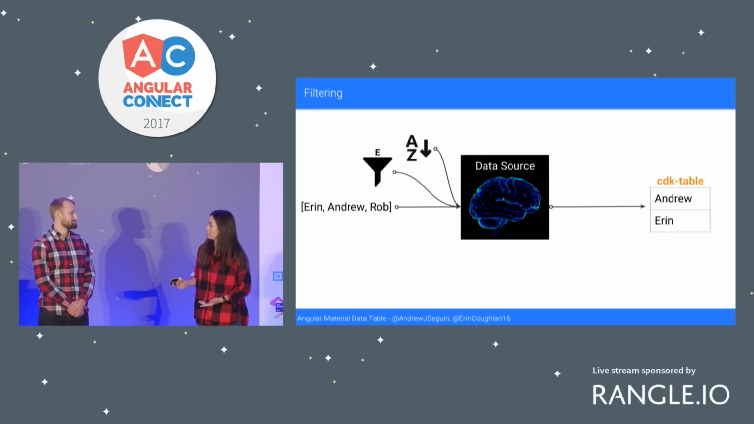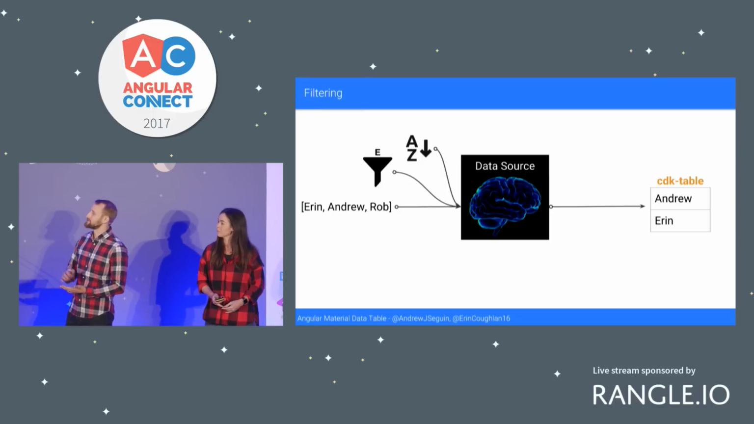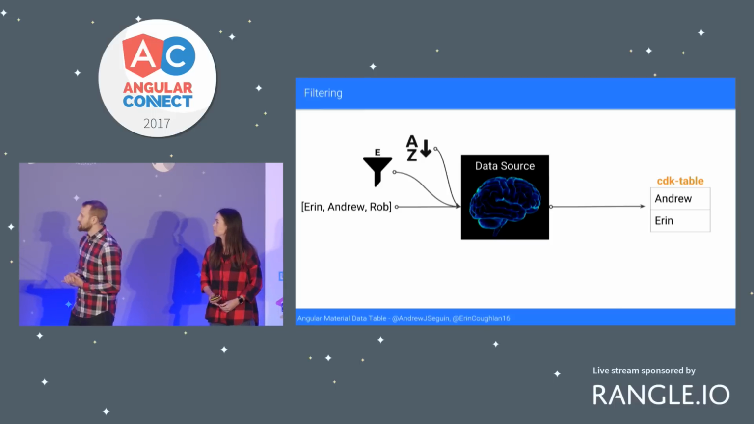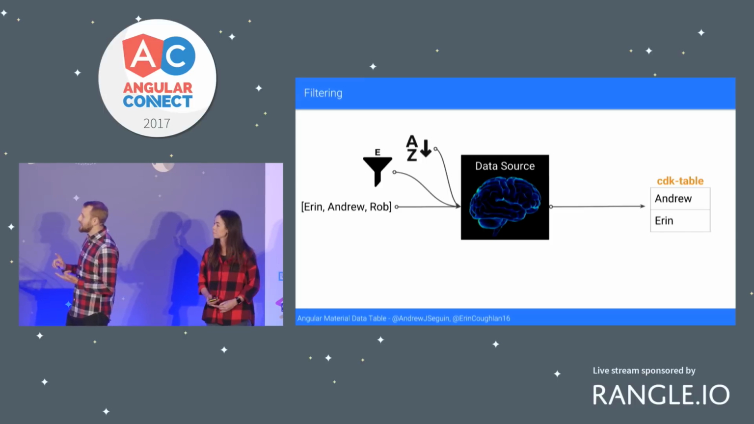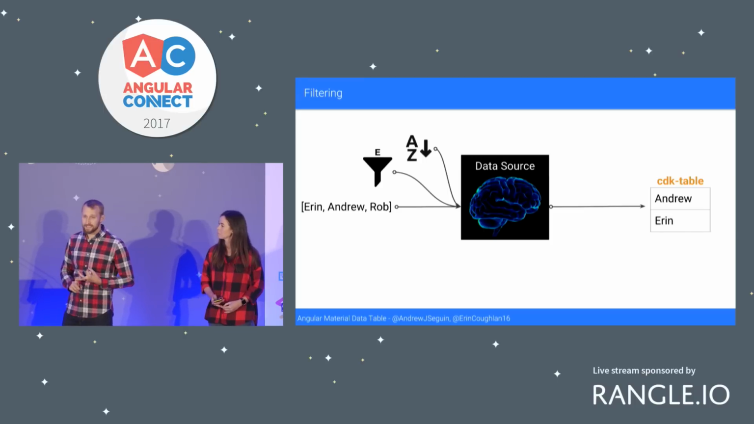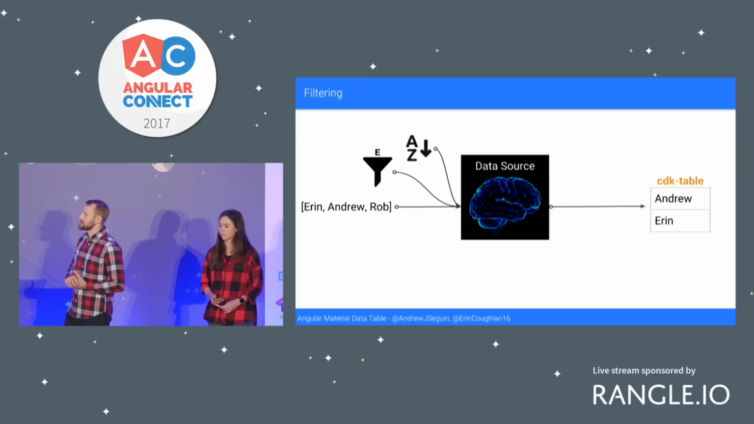So adding another one, we've got filtering. Let's say the user types E in some filter box. Now the data source is going to say, I know my data, I know the sorting arrangement, and I know that I need a filter on E. So what am I going to do to process that and send it off to the table? I'm going to show Aaron and Andrew.